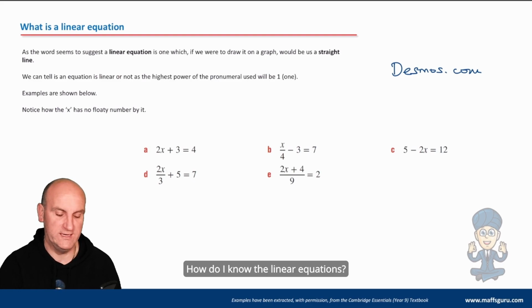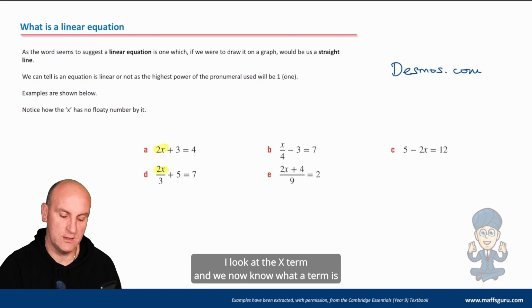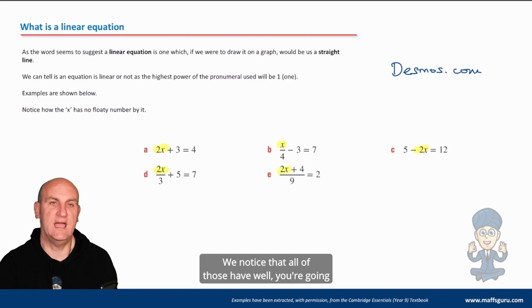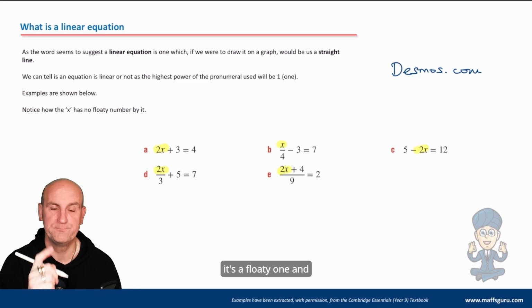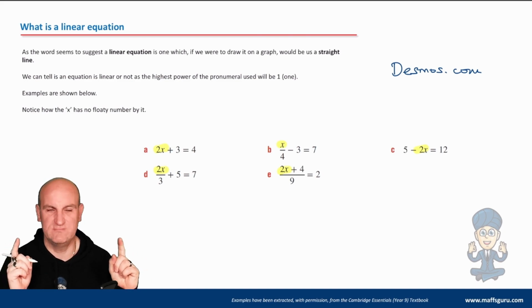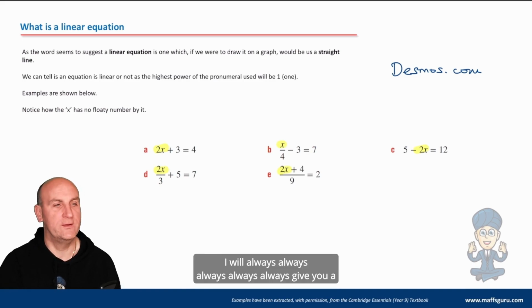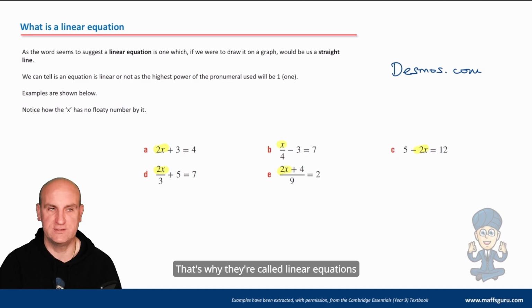How do I know they're linear equations? Because if I look at the floaty power of x, if I look at the x term, and we now know what a term is, we notice that all of those have, well, you're going to say no power. Actually, it does have a power. It's a floaty 1. And where you have the highest power in an expression or an equation that is a 1, it will be linear. It will always give you a straight line. So all of these here will give me straight lines. That's why they're called linear equations.